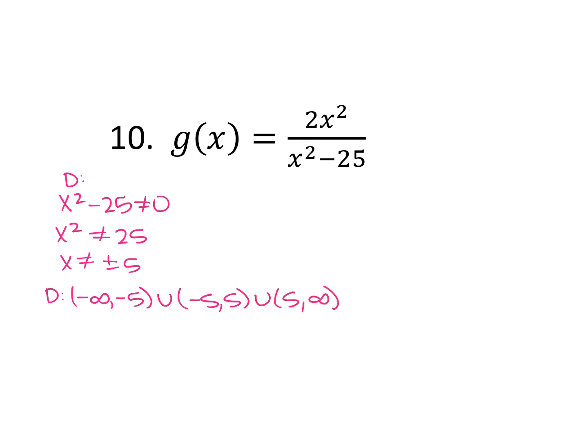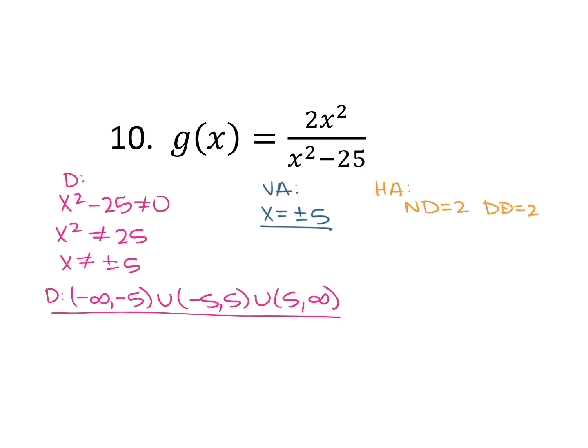I just realized that I did not find our x and y intercepts for number 9, so I'll go back to that and find that as soon as I'm done with number 10. So for this vertical asymptote, we would have x is equal to plus or minus 5. Then for our horizontal asymptote, we compare numerator degree, which is 2, with denominator's degree, which is 2. 2 is equal to 2, so we're going to take the numerator's leading coefficient, which is 2, over the denominator's leading coefficient, which is 1. That gives us y is equal to 2.